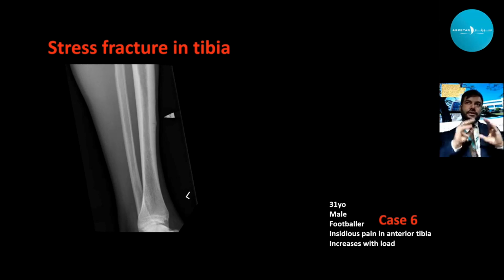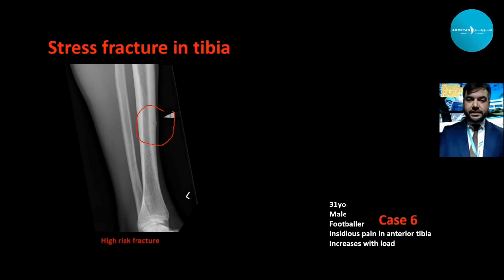This is the last case of this part on bone stress injuries, and this is a 31-year-old male football player with pain in the anterior tibia that increases with load, and you can see here the typical incomplete fracture of the anterior cortex, high risk.